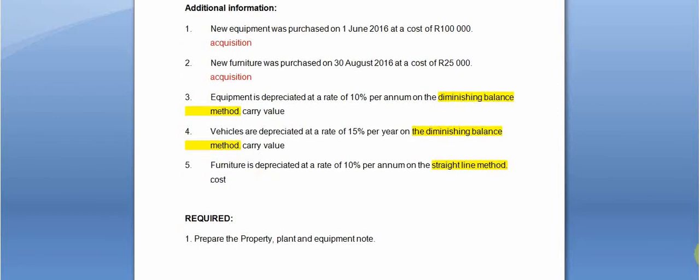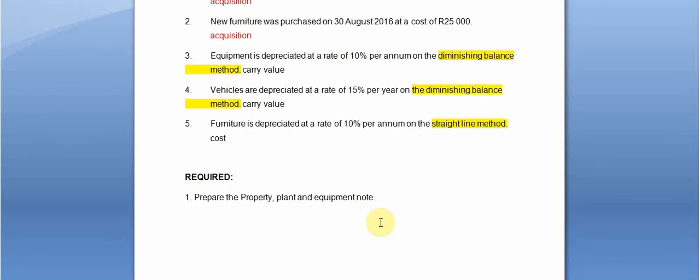The required part says you need to prepare the PPE note, the property, plant and equipment note. And this question does not give you a lot of information with regards to the required part, and they don't really try to lead you into the question. So please remember, it may seem very simple, just do the PPE note, but we must first do depreciation calculations. So you cannot just jump into a PPE note, and they don't necessarily have to tell you this. You need to start with the calculations for depreciation.